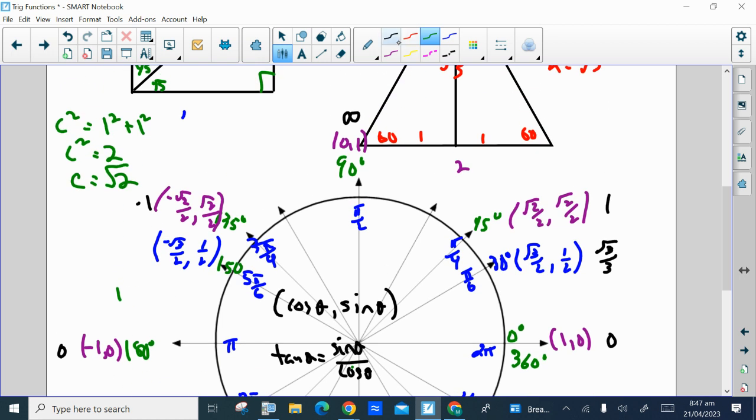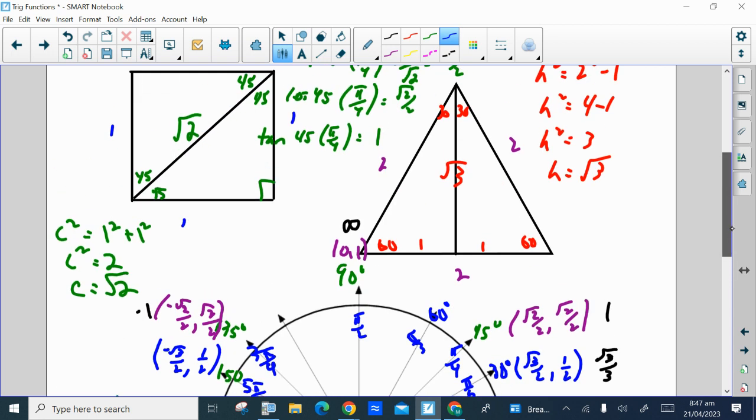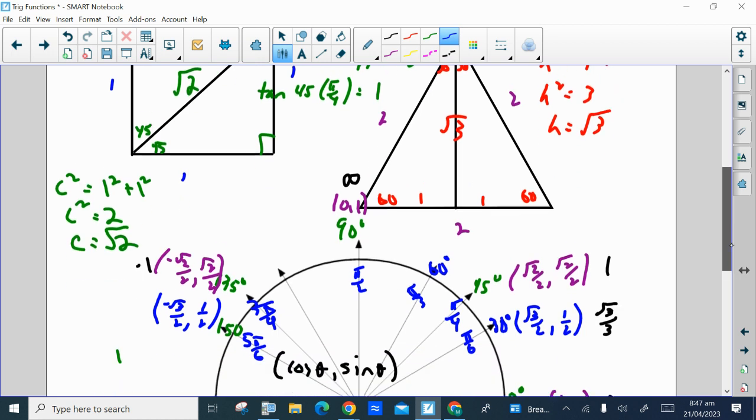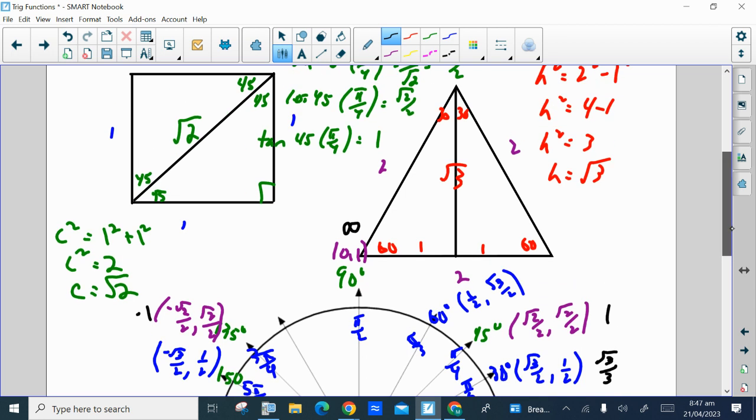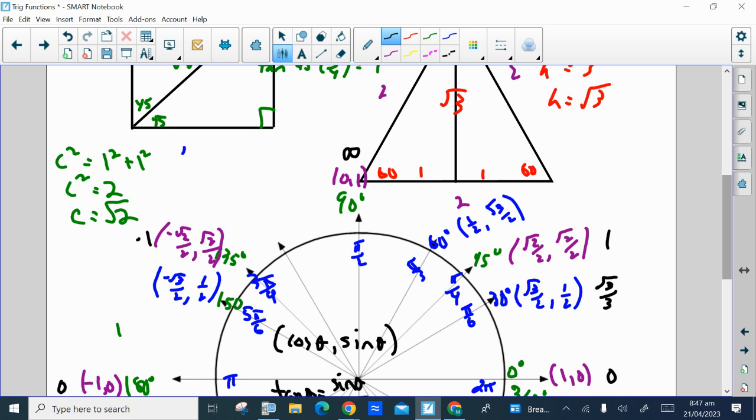And the last one is 60 degrees, or pi on 3 radians. And if we go back to the special triangle, remembering that the first number is the cosine, adjacent over hypotenuse, from 60 degrees that'll be 1/2. Sine is opposite over hypotenuse, that'll be root 3 over 2. And the tangent at 60 is opposite over adjacent, that'll be root 3 over 1, or just root 3.